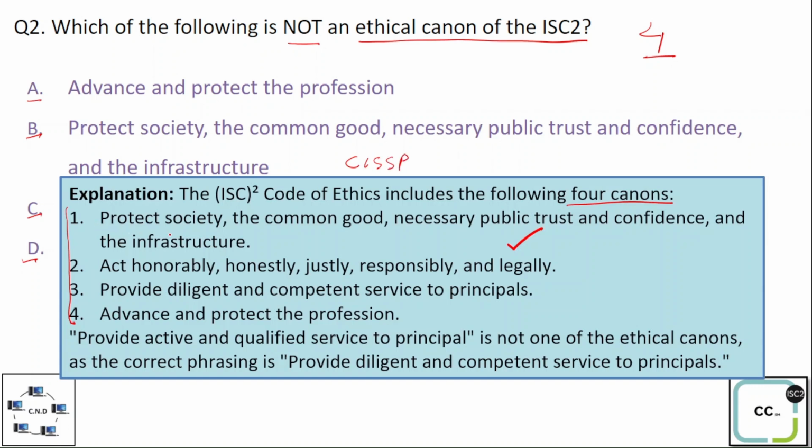So the first one is protect society, the common good, necessary public trust and confidence, and the infrastructure. The second is act honorably, honestly, justly, responsibly, and legally. The third one is provide diligent and competent service to principals. And the last and the fourth one is advance and protect the profession. So provide active and qualified service to the principals, that was given in the question, is basically not one of the ethical canons, as the correct phrasing is provide diligent and competent service to principals.